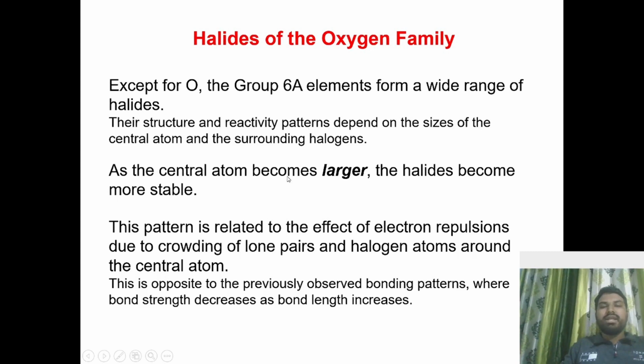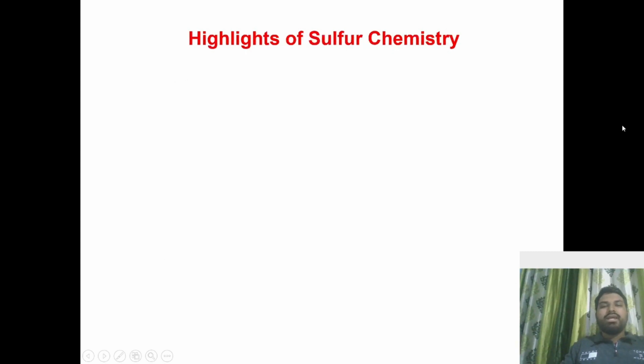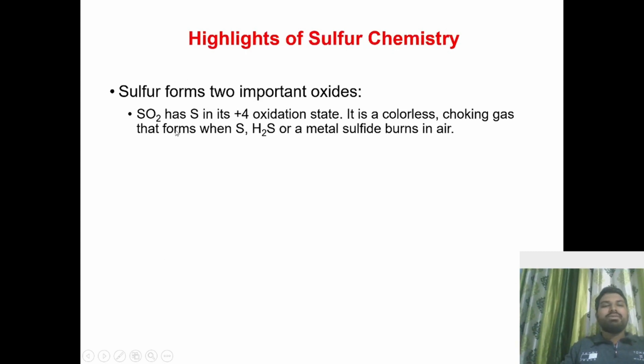As the central atom becomes larger, the halides become more stable. This pattern is related to the effect of electron repulsions due to the crowding of lone pair and halogen atoms around the central atom. This is opposite to the previously observed bonding patterns where bond strength decreases as bond length increases.